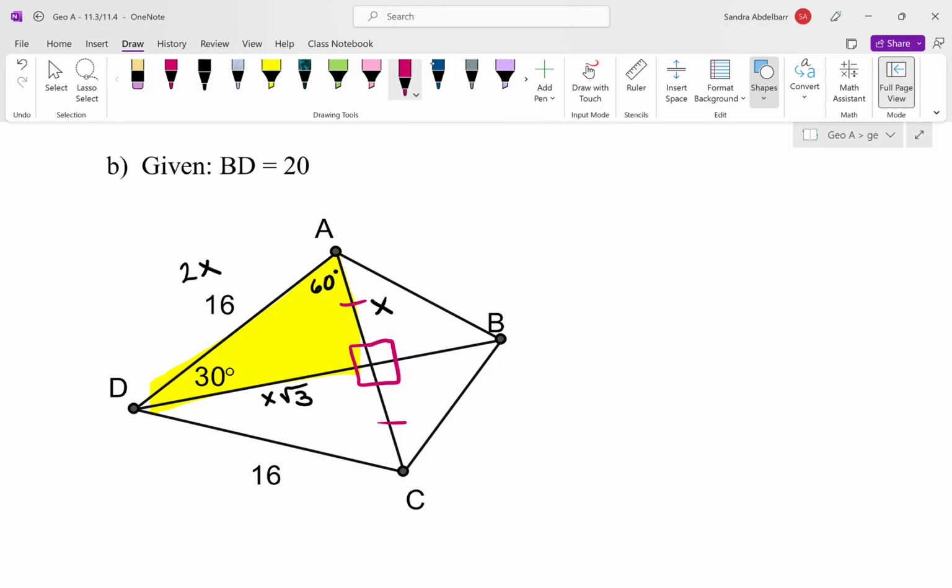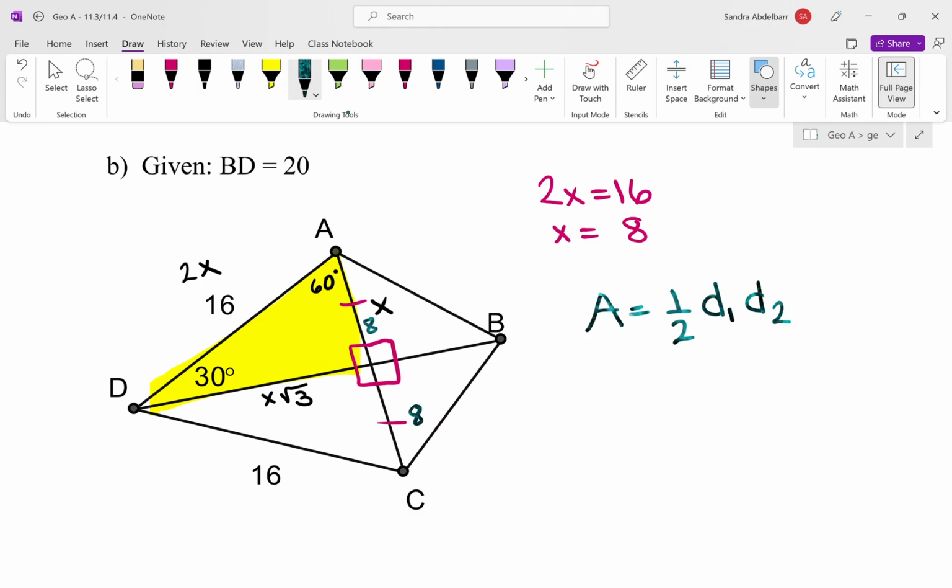What is going to be my equation to solve for x? 2x equals 16. So x will equal 8. So what does that mean? A to the right angle is 8, and the right angle to C is also 8. We want to find the area. Area equals half D1 times D2. So do we all agree AC diagonal is not 8, it's 16?